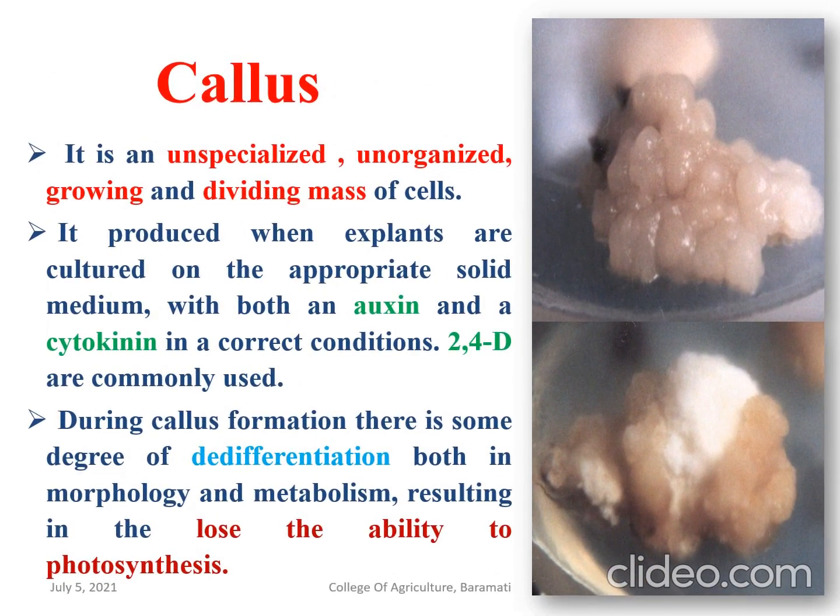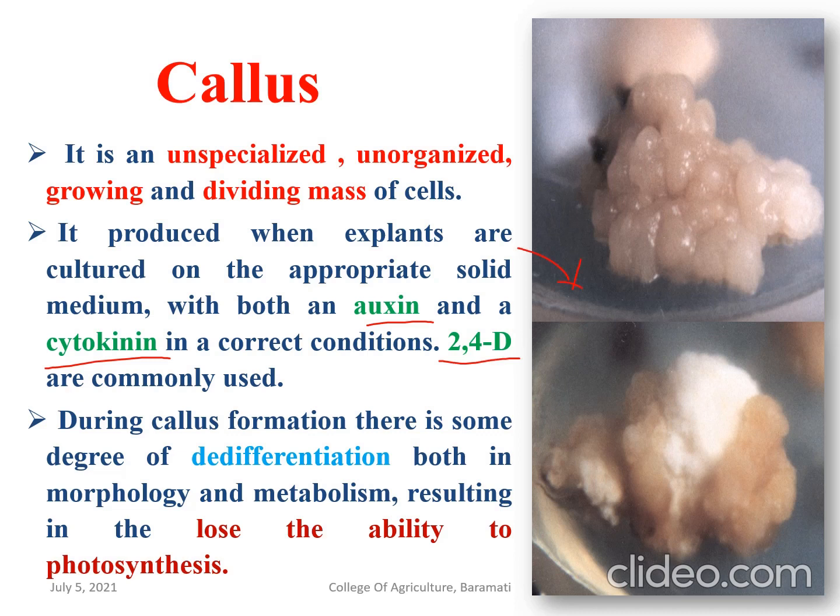So first of all, we'll learn about callus. What is callus? Callus is an unspecialized, unorganized mass of cells. So it is a dividing mass of cells. It is produced whenever we culture the explants on an appropriate solid media, which is supplemented with equal concentration of auxins and cytokinin. Or in some cases, we also add a callus inducing hormone, which is 2,4-D, in the culture media.